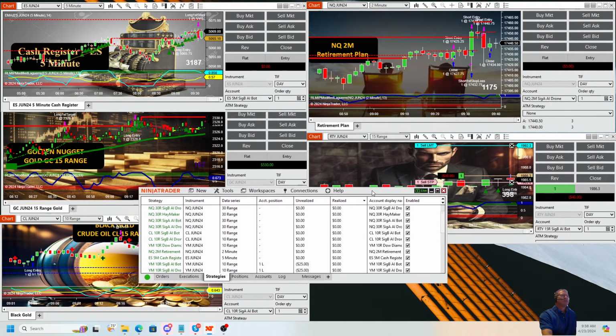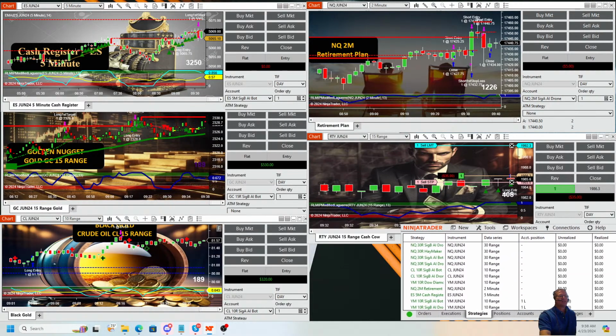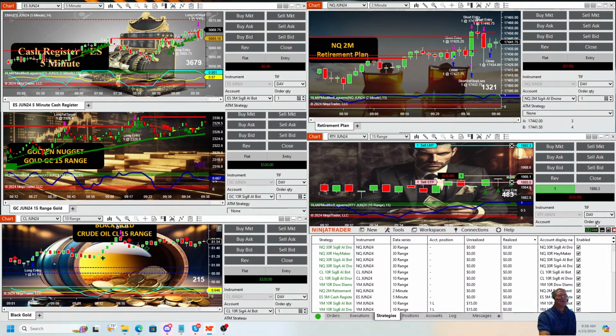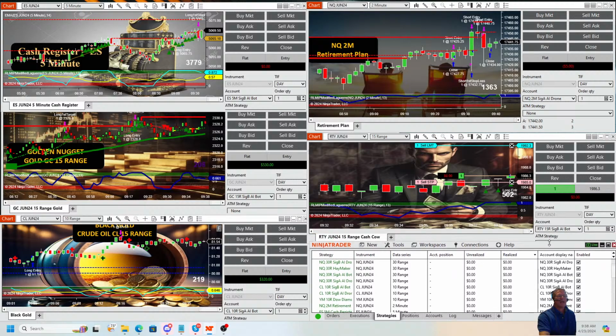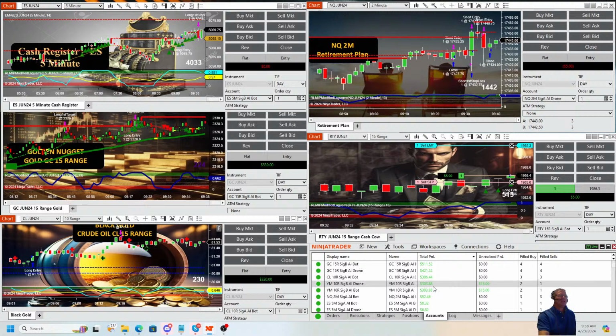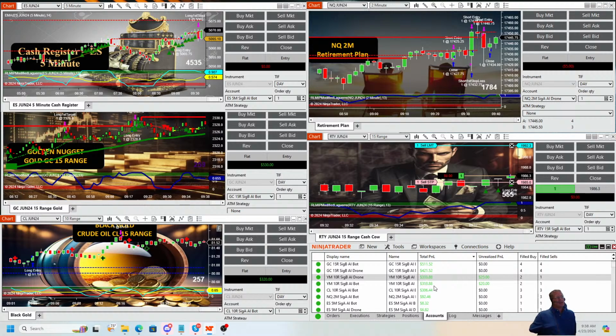Out of the box, the workspace includes a separate SIM account for each one of my strategies. And the reason why we do that is we want to be able to distinguish historically how each one of our strategies performs. And that obviously is going to weigh heavy on our decision making as to which strategy we're going to trade in a live account.